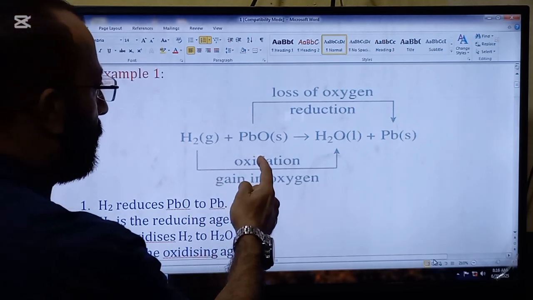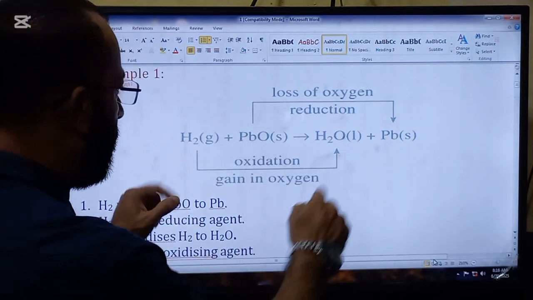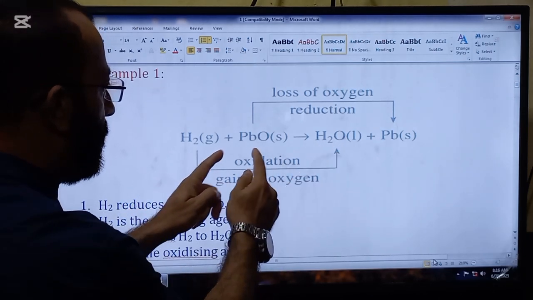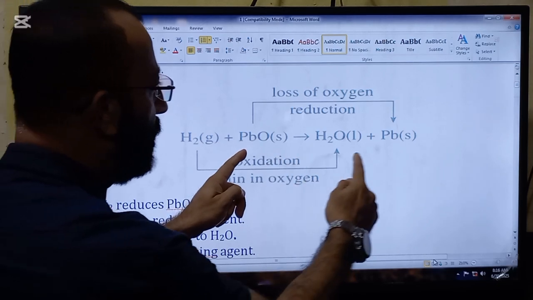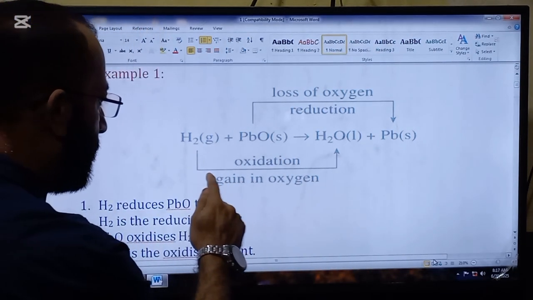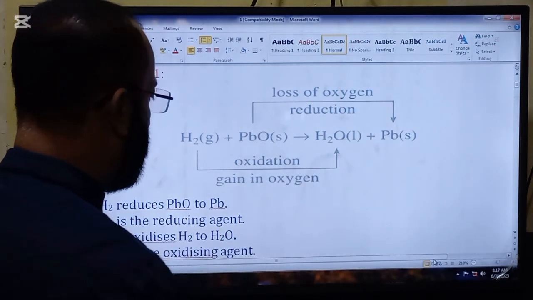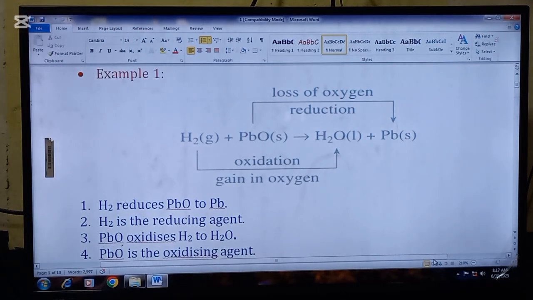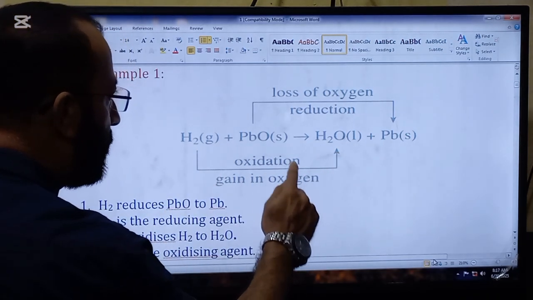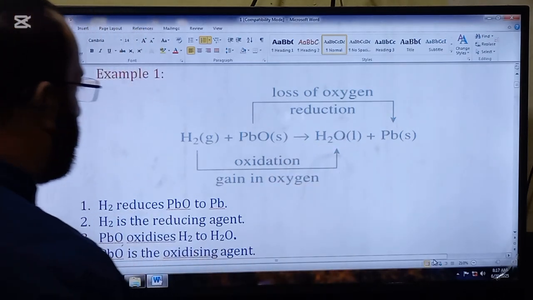H2 plus PbO forms H2O plus Pb. In this reaction, you can see H2 is gaining oxygen and PbO is losing oxygen. So this is gain in oxygen and this is loss of oxygen. If there is a gain in oxygen, this is called an oxidation reaction. If there is a loss of oxygen, that is a reduction reaction.